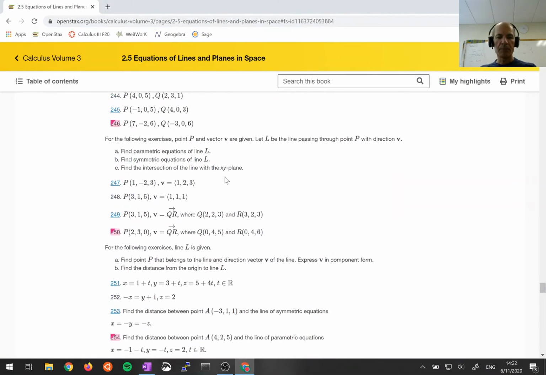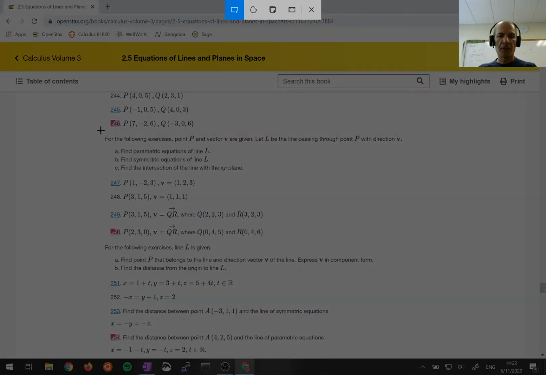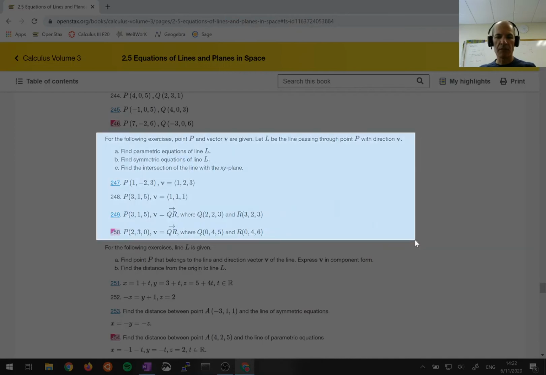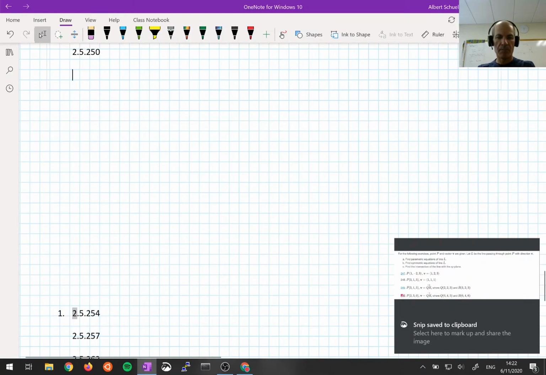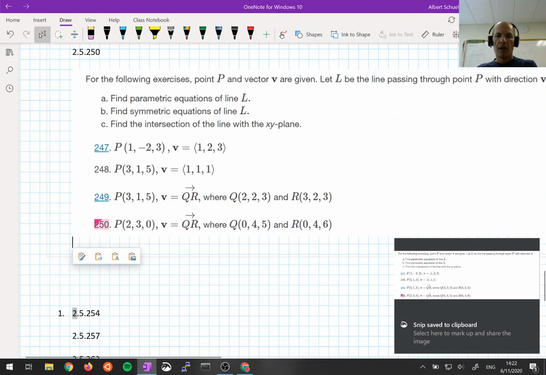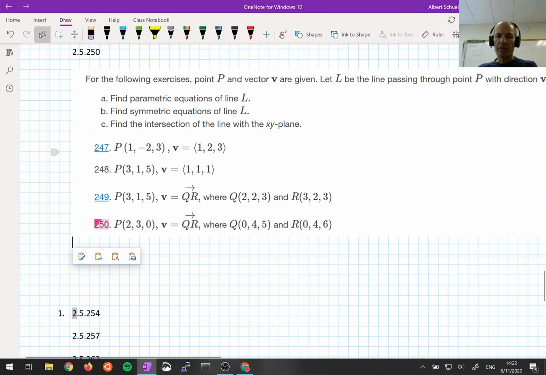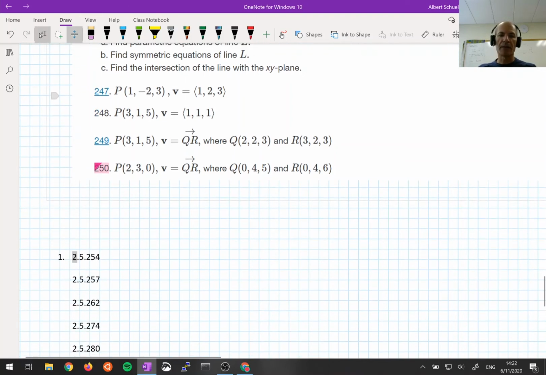In problem 250, we are asked to, again, determine the equation of a line given some information. Find parametric equations of the line where we're given P, we're given the point on the line and the vector direction. So here we're given the point on the line is 2, 3, 0 and the direction is the same direction as the vector that goes from Q to R. So let's work through that.